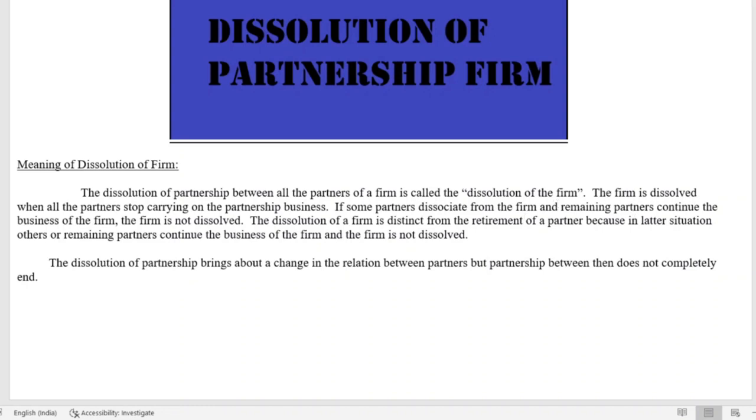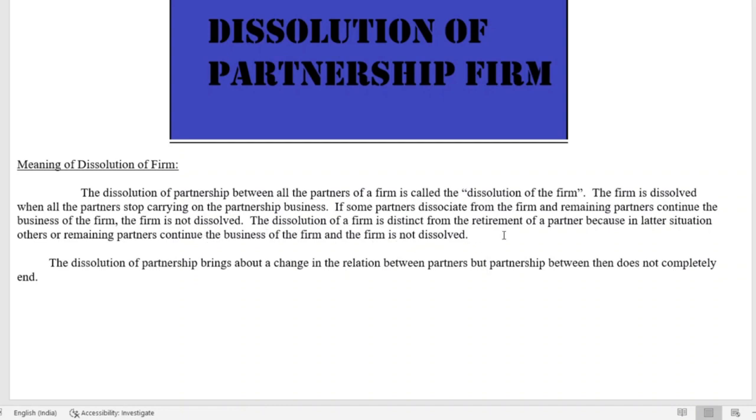The firm is dissolved when all the partners stop carrying on the partnership firm. If some partners dissociate from the firm and the remaining partners continue, the business of the firm is not dissolved. So there is also the instance that certain partners dissociate from the firm and others continue the business of the firm. Then the firm is not dissolved, but the partnership with regard to those partners who dissociate will be dissolved. So that is the basic difference between the dissolution of the firm and dissolution of the partnership.